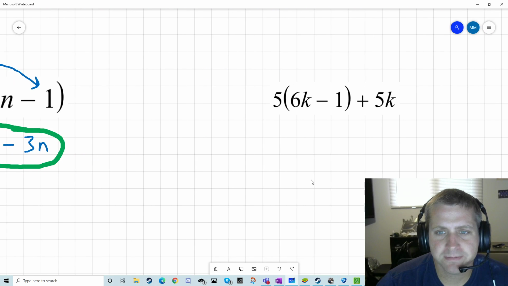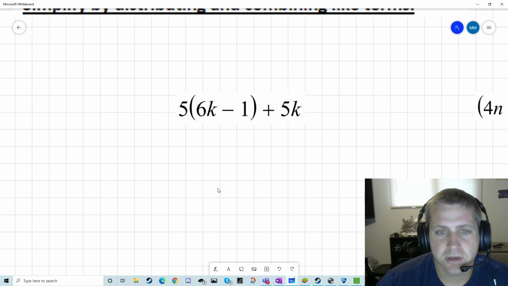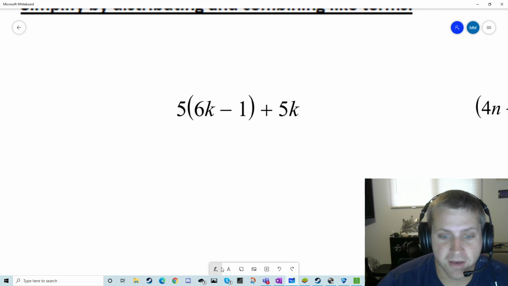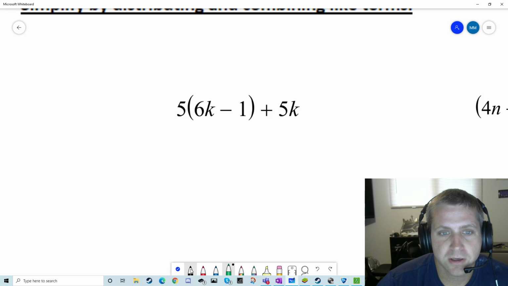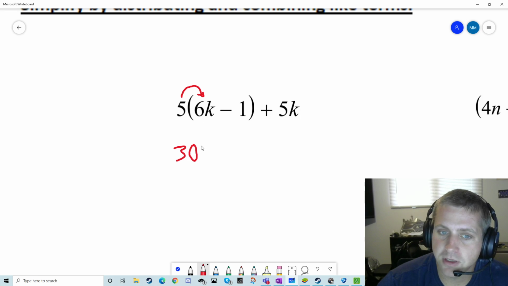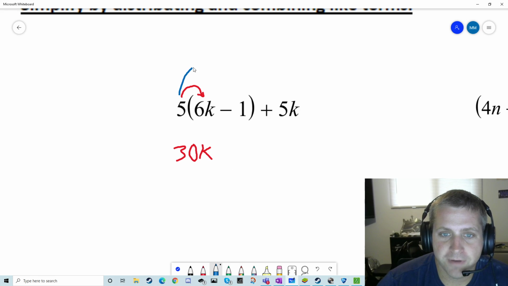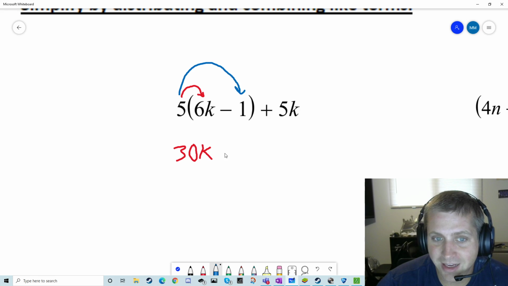Okay, second example. This looks kind of the same, but this one has distributing and then some stuff afterwards. So let's do this. First of all, I'm going to take the 5 and distribute it in. So the first thing it's going to do is go to the 6k. So that ends up as 30. 5 times 6 is 30, and there's 1k hanging out there. Then we got the 5 and the negative 1. So again, positive times a negative is a negative, so that ends up as negative 5. Feel free to use a calculator if you're lost. And we still have this plus 5k hanging out there.